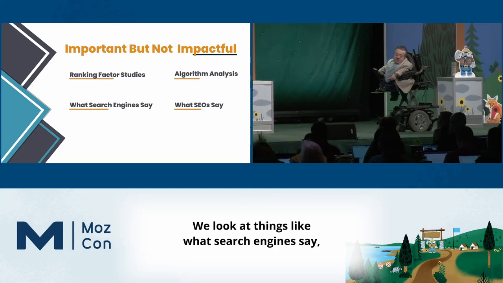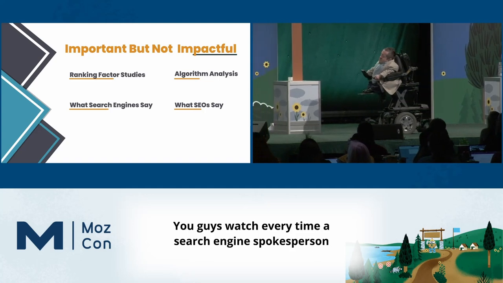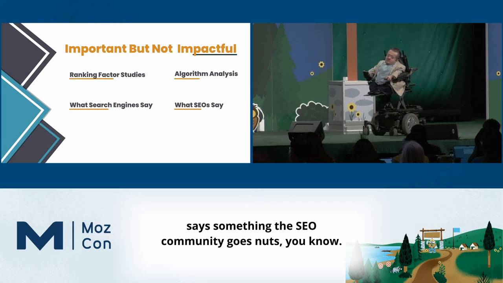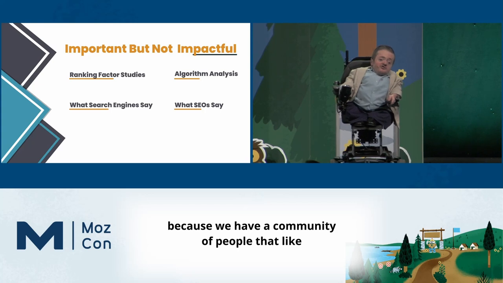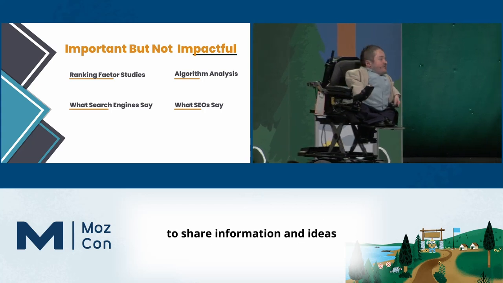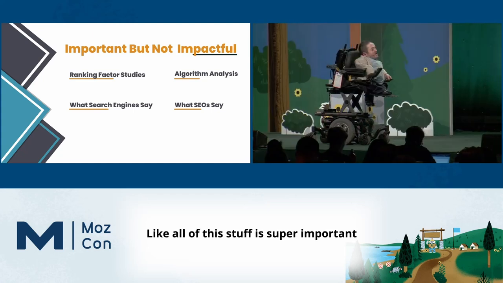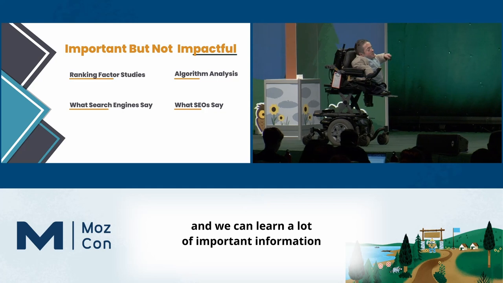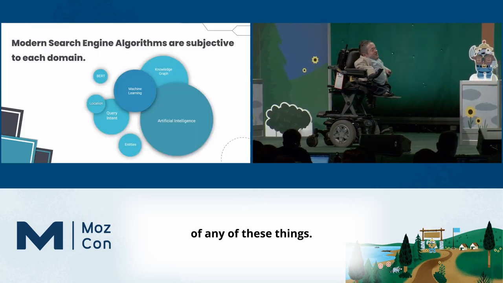We look at things like what search engines say. I mean, good Lord, you guys watch, every time a search engine spokesperson says something, the SEO community goes nuts. And then we also look at what SEOs say, right? Because we have a community of people that like to share information and ideas. And this is all great. All of this stuff is super important, and we can learn a lot of important information from this, and we should not lose sight of any of these things.